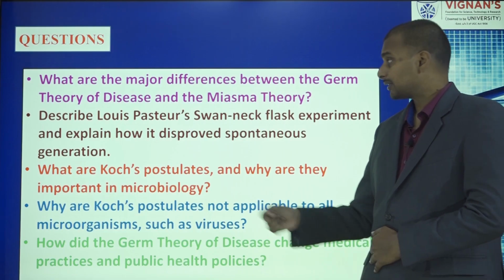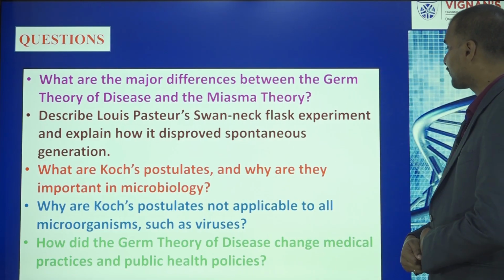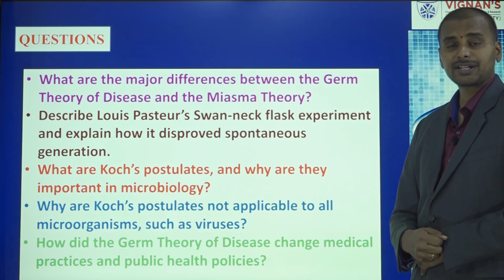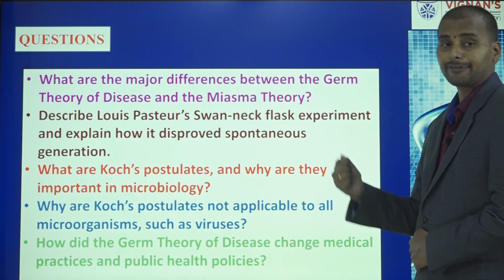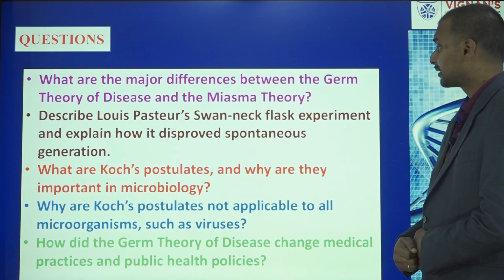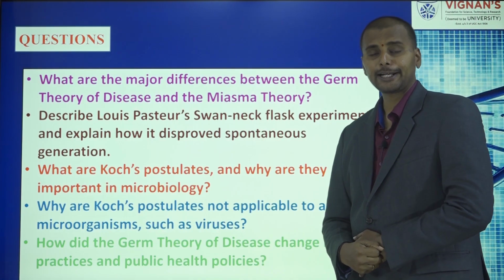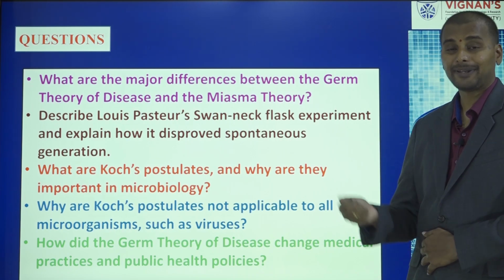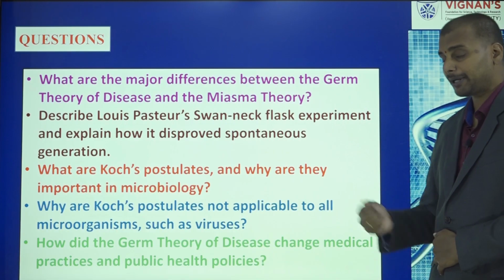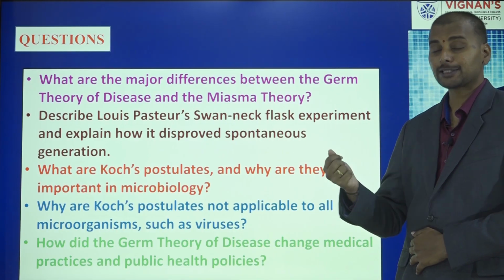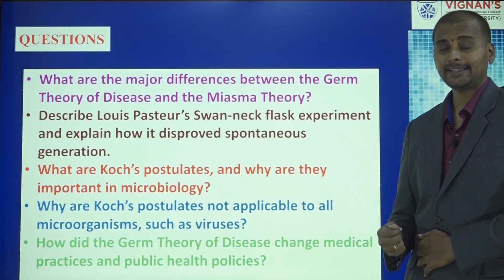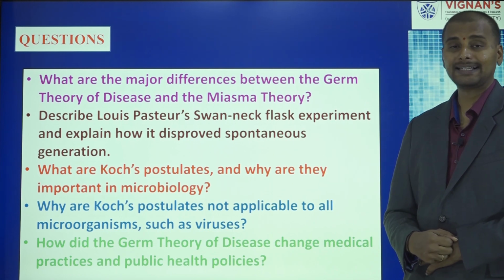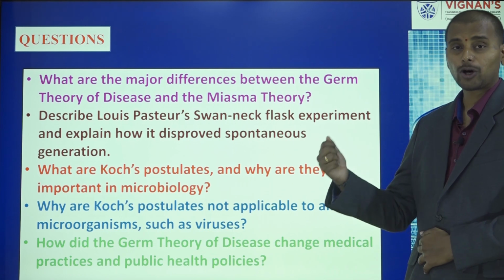The second question: describe Louis Pasteur's swan neck flask experiment and explain how it disproved spontaneous generation. As per spontaneous generation, life arises from non-living matter. The swan neck experiment clearly proves that new life arises from pre-existing cells, because in the experiment, when the sterilized broth was exposed to air, only then was the growth of microorganisms observed. If it was unexposed, there was no growth of microorganisms within the broth.